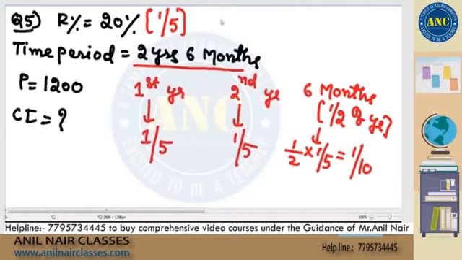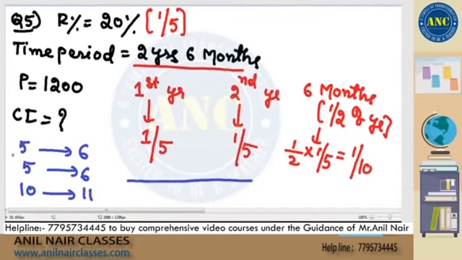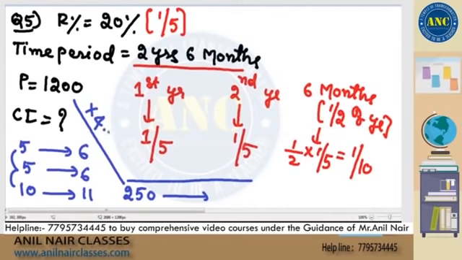1 by 10. Now the question becomes very easy. On 5 there is one increase, which is 6. On 5 there is one increase, which is 6. On 10 there is one increase, which is 11. So 5 5s are 25, 25 10s are 250. 250 is nothing but 4 times 250 is 1000, remaining is 200. So 200 is 0.8, so 4.8. 6 6s are 36, 36 11s are 396.